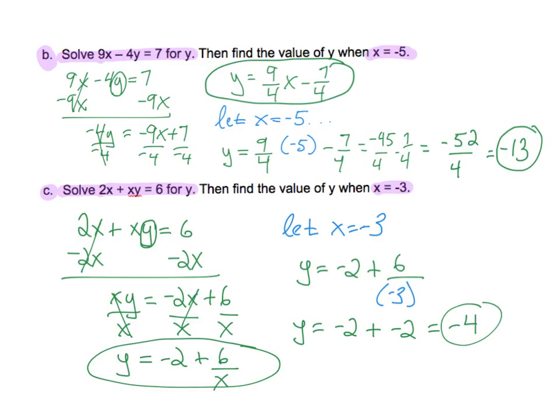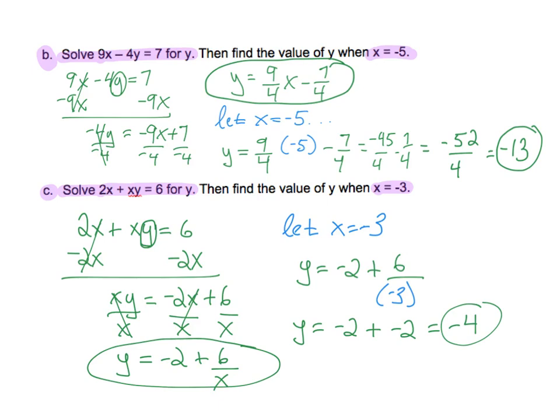In the first one, remember you're going to have 2 answers for each of these. Your first answer for part B there is Y equals 9/4 X minus 7/4. And then you took your negative 5 and plugged it in. Just remember that whenever you multiply fractions, you're going to go ahead and just kind of multiply straight across.